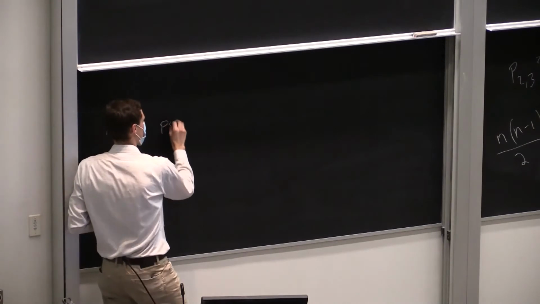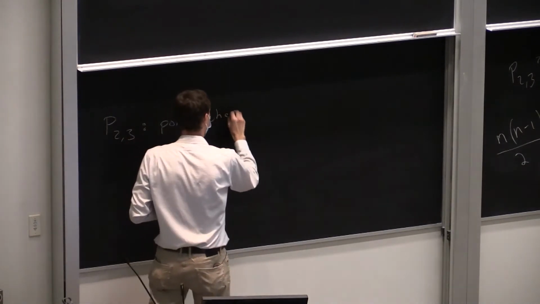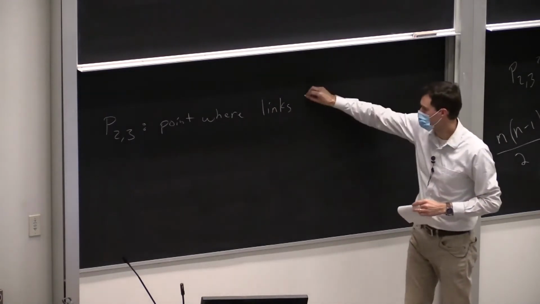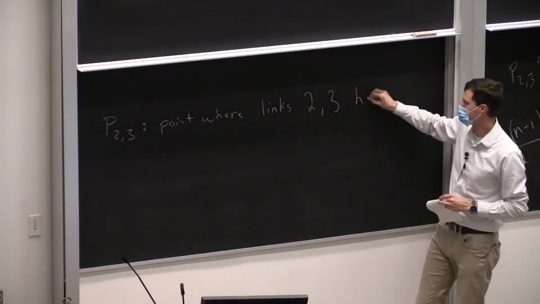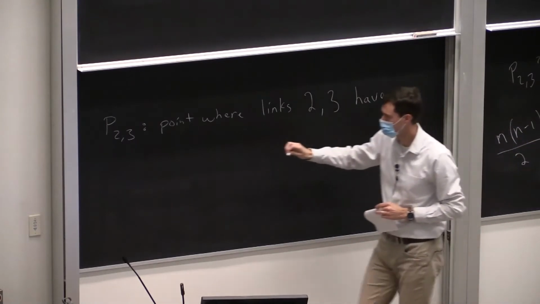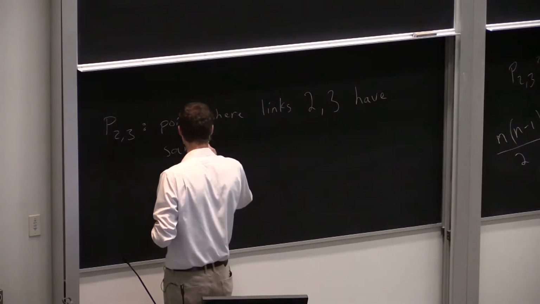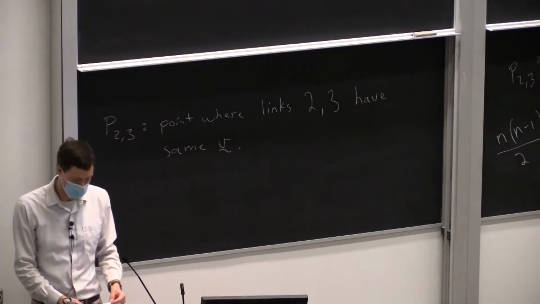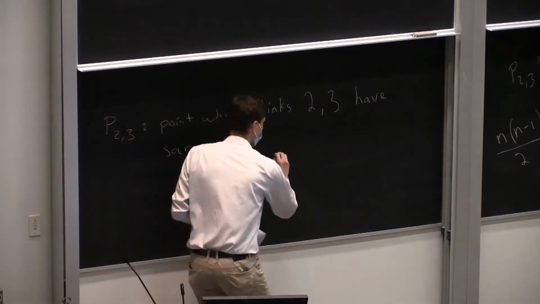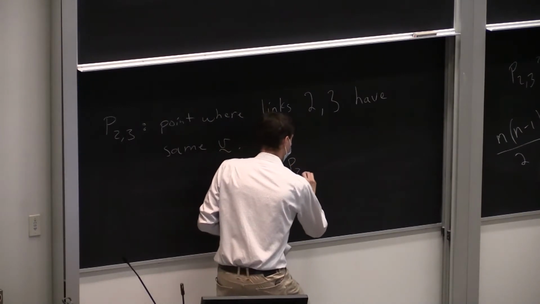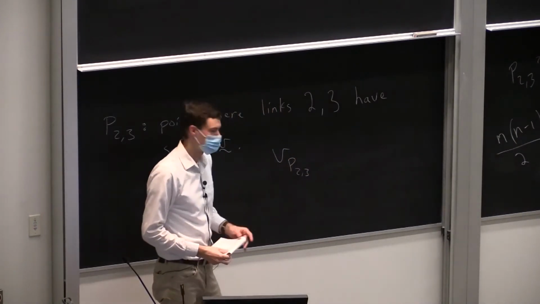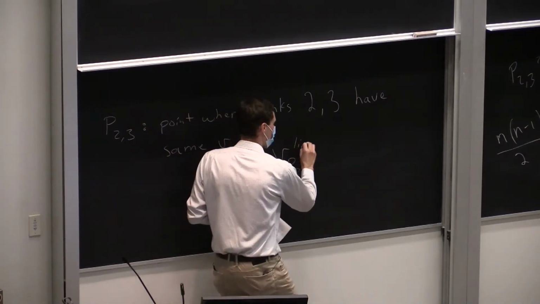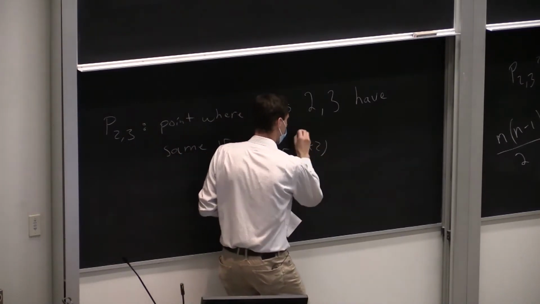This is the point where both of those links, 2 and 3, have the same velocity. Right? So that's how we're going to transfer them. And you'll see how this works. And the way we're going to write this is we're going to write out the velocity of that point P23. And we're going to sort of assume first, we're going to assume it's on link 2.